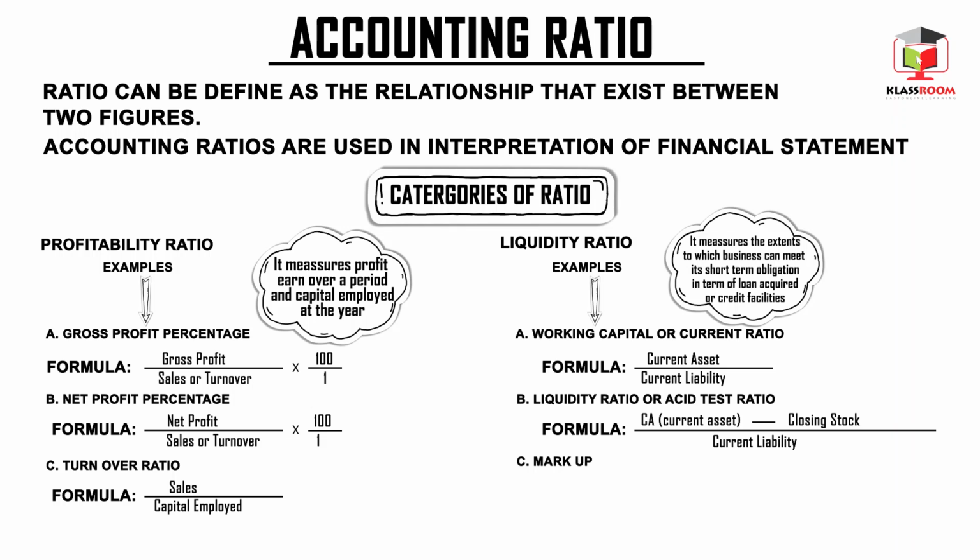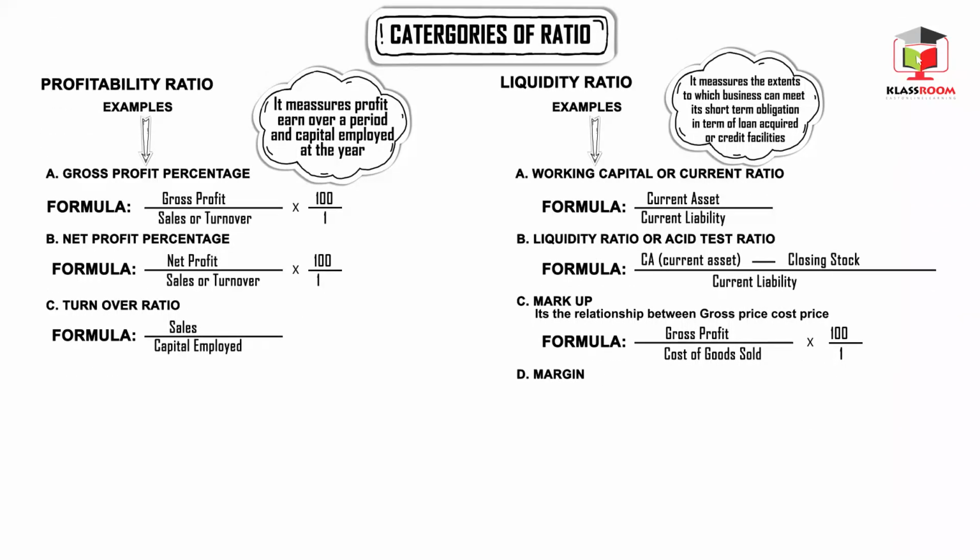And thirdly, you have the markup. Markup is defined as the relationship between gross profit and cost price. Cost price can be described in other 2 ways, such as cost of goods sold or cost of goods manufactured during the accounting period. To obtain our markup, we divide the gross profit by the cost of goods sold and multiply by 100.